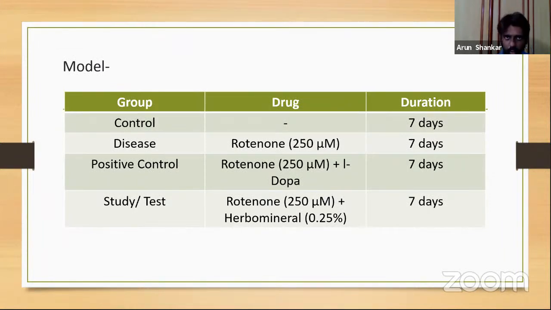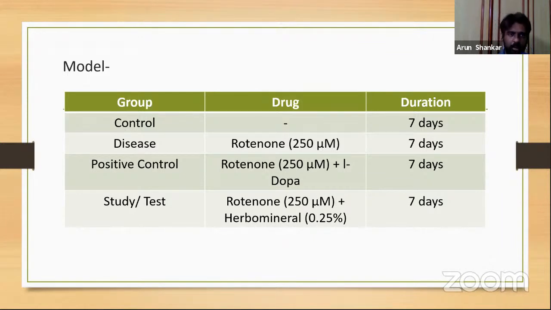One was the control group, which had healthy flies. The other was the disease group, in which the Drosophila was fed with rotenone for a period of 7 days, and the concentration used was 250 micromolar. The third group was positive control, wherein the disease was induced, and along with the inducing agent, L-DOPA was given, which is a golden standard for Parkinson's disease.